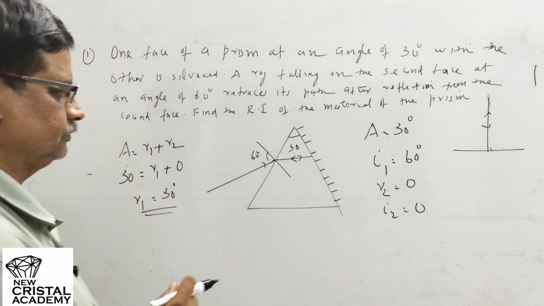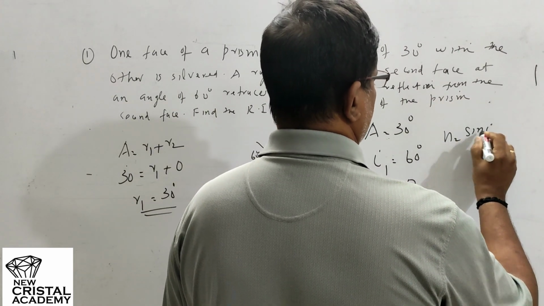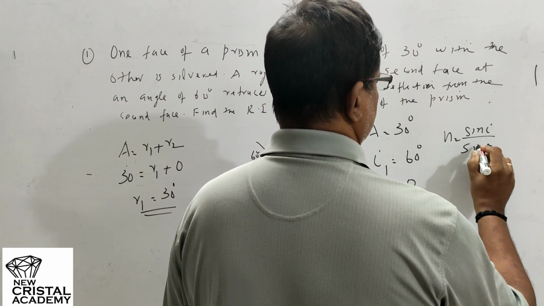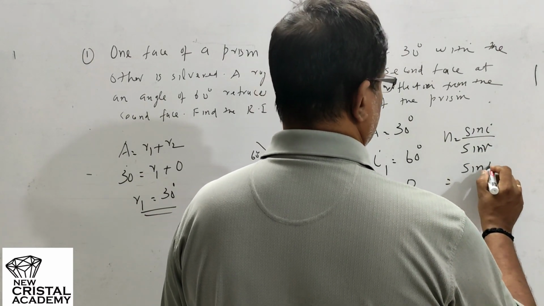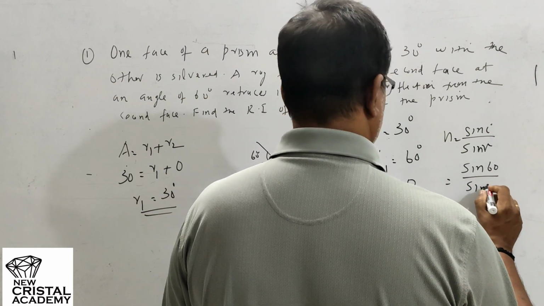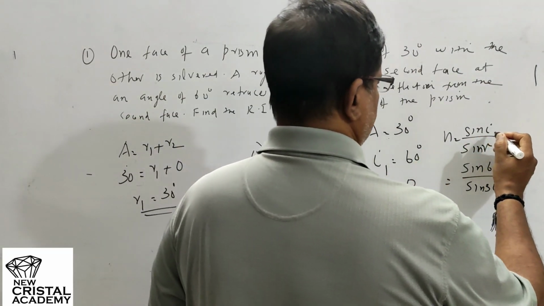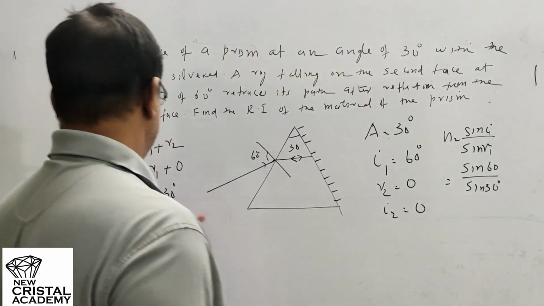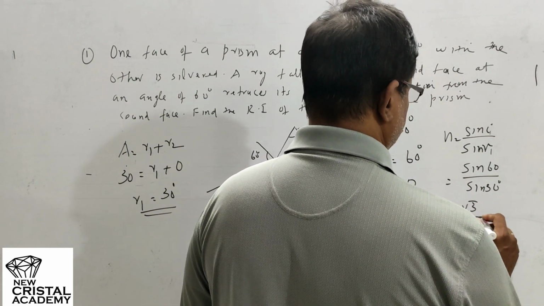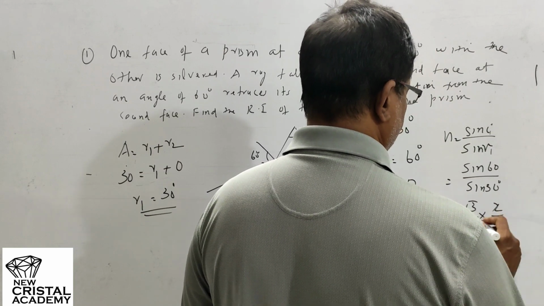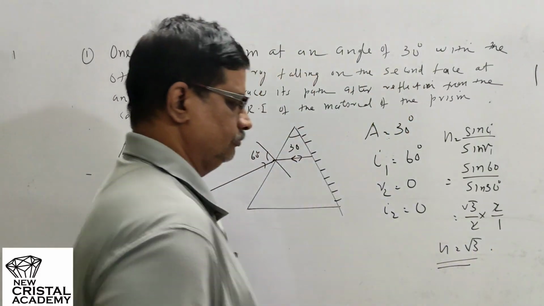Now we know that Snell's law of refraction is given by n equal to sin i by sin r. We apply Snell's law of refraction at the first surface, so this is sin i1 by sin r1. i1 is 60 degrees, r1 is 30 degrees. Therefore sin 60 is root 3 by 2 and sin 30 is 1 by 2. Upon simplification we get the refractive index of the material of the prism as root 3.